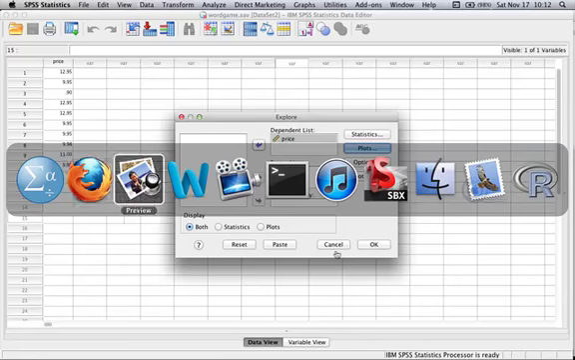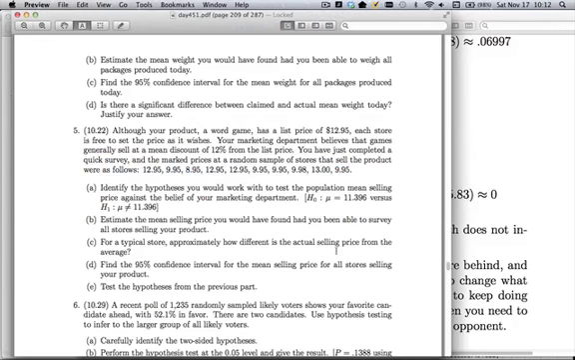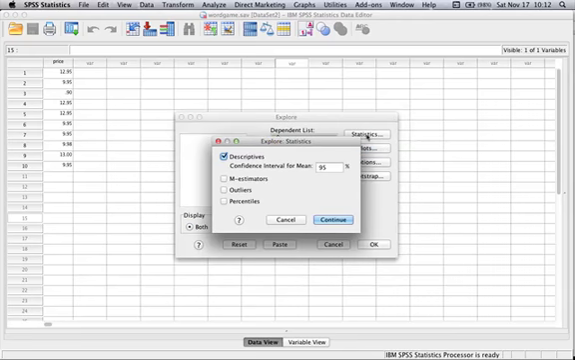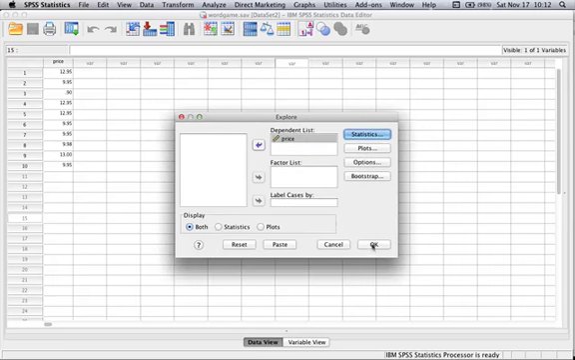If we go look at our course packet, they're after a 95% confidence interval. So remember, Explore by default gives you 95%. If you want to check that, go into stats and you'll see, sure enough, you get a 95% confidence interval. So we don't need to change anything there. So we're all set to hit OK.